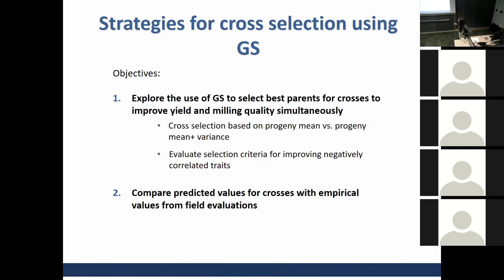And also, we tried to evaluate different selection criteria for improving negatively correlated traits. Usually in rice, grain yield and milling quality are negatively correlated. So we wanted to see different ways we can improve all our traits simultaneously.